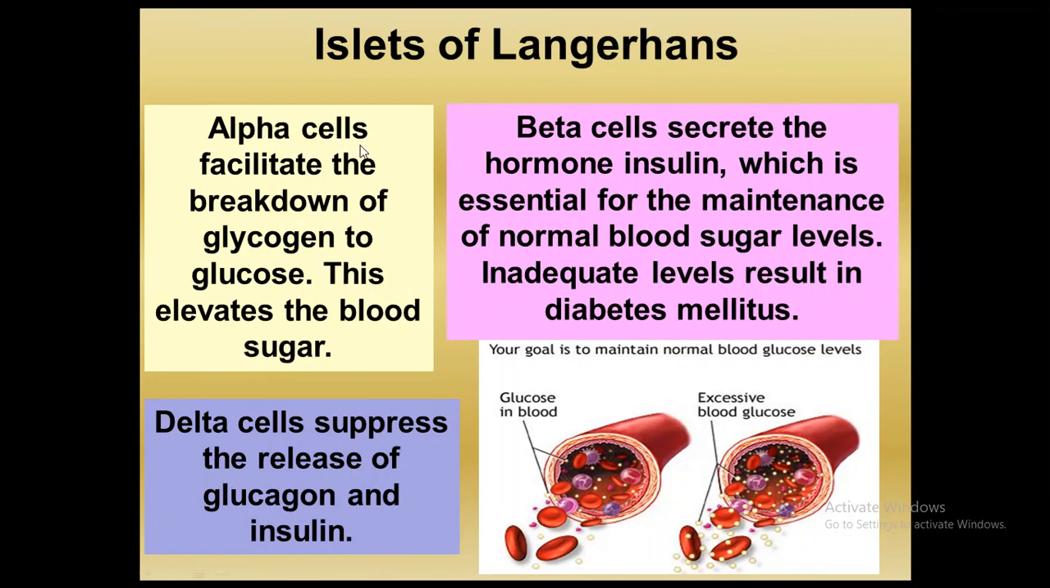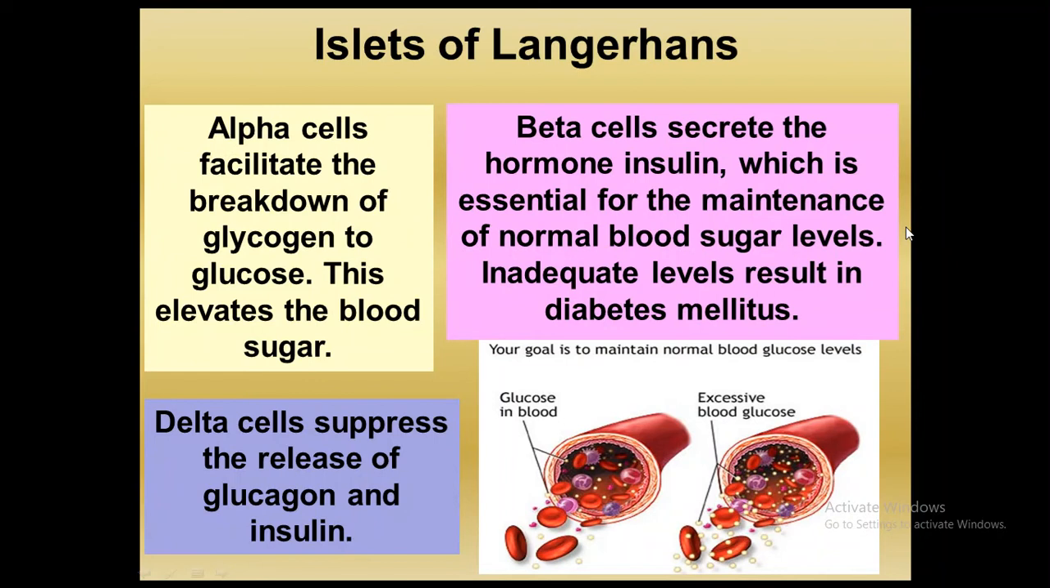Alpha cells secrete one kind of hormone, named glucagon, which increases the glucose level in blood. And beta cells secrete one kind of hormone, named insulin. Lacking this hormone, we are affected by a disease named diabetes mellitus. This hormone decreases the glucose level in blood, so it maintains the sugar level in our blood.